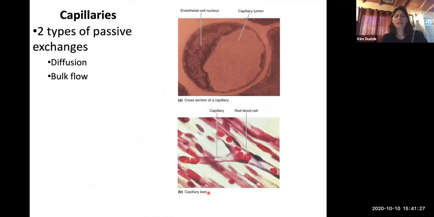All right, so basically our capillaries, remember I said in a previous lecture that they're very small. The cells that make the capillary wrap around and form a tube.